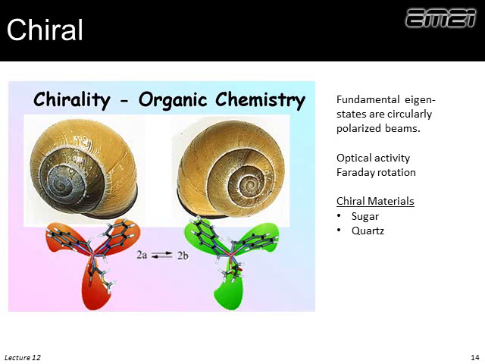And then the last in the ordinary materials, we have our chiral materials, and these have a circularly polarized eigenstate. This is where we get optical activity and Faraday rotation. At the atomic scale, we actually see the atomic lattice as having some kind of spiral or chiral nature to it. And that has a profound effect on the electromagnetic waves.